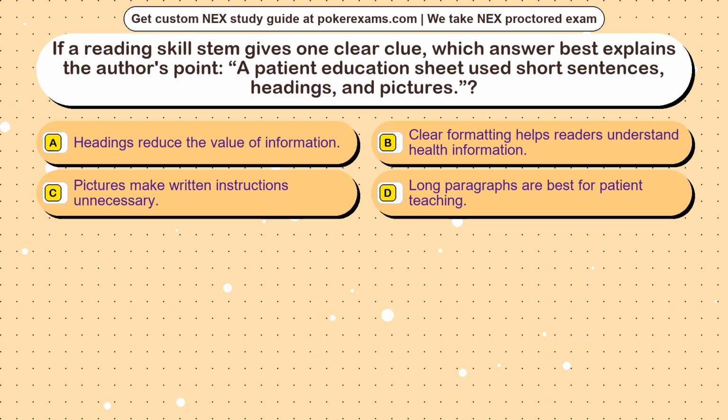Question 4. If a reading skill stem gives one clear clue, which answer best explains the author's point? A patient education sheet used short sentences, headings, and pictures. Option A, headings reduce the value of information. Option B, clear formatting helps readers understand health information. Option C, pictures make written instructions unnecessary. Option D, long paragraphs are best for patient teaching.